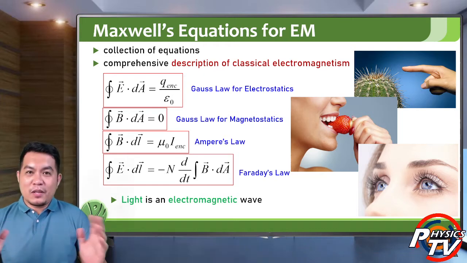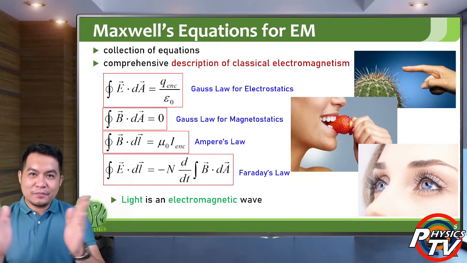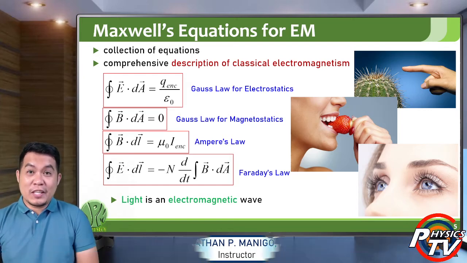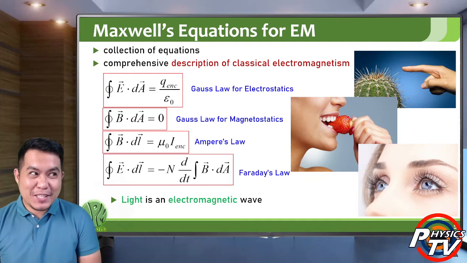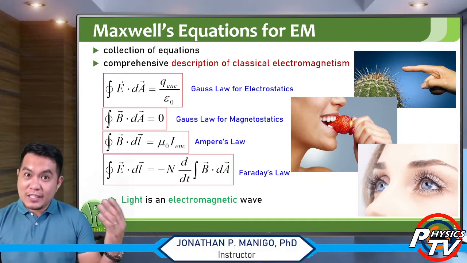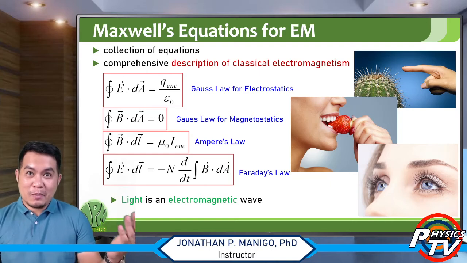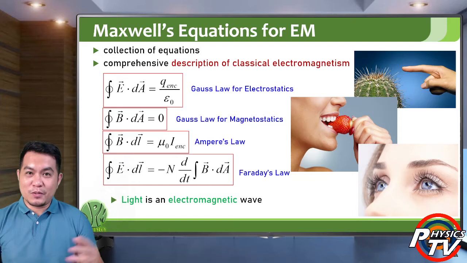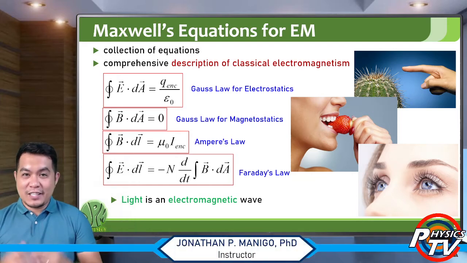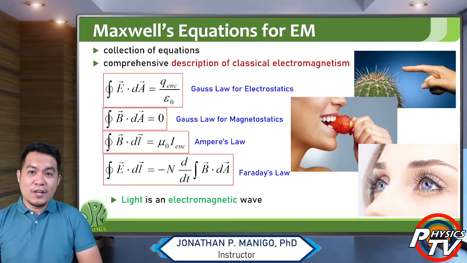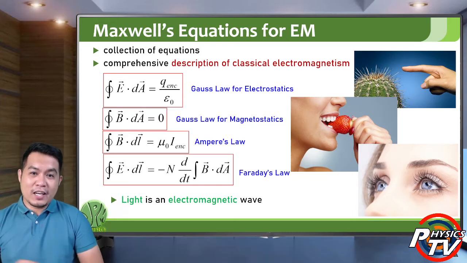But actually, we only see a very small fraction of the electromagnetic spectrum. We only see visible light. We don't actually see Bluetooth. We don't see Wi-Fi. Those are still light, electromagnetic waves, but we don't see them. We don't see infrared. We don't see ultraviolet light. Those are things that we cannot see, as we are limited by our eyes, but still those are electromagnetic waves.